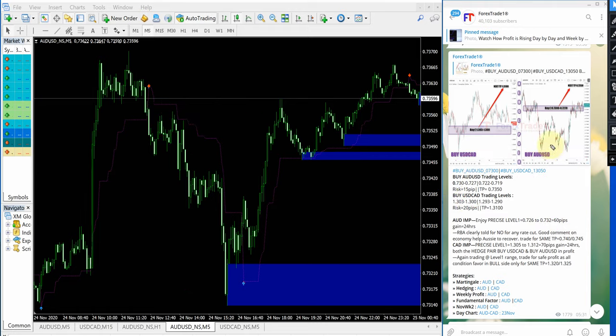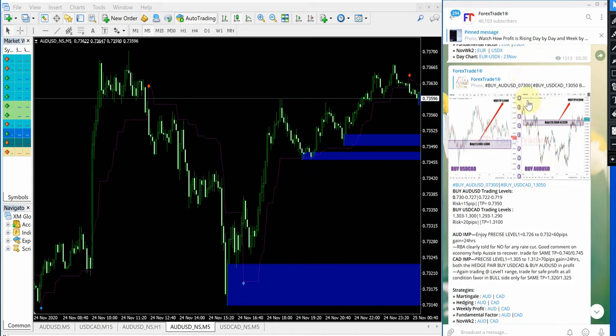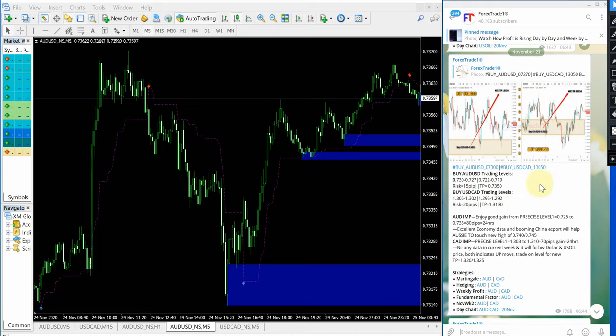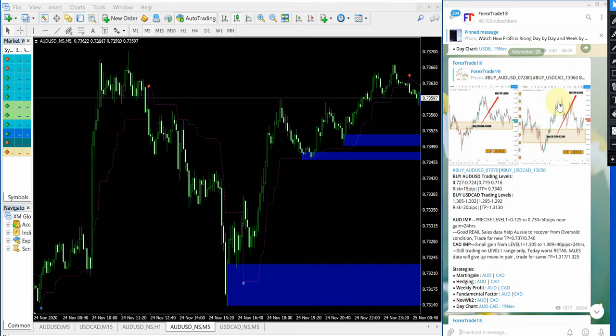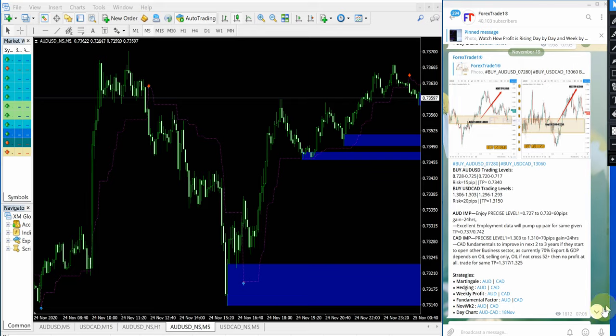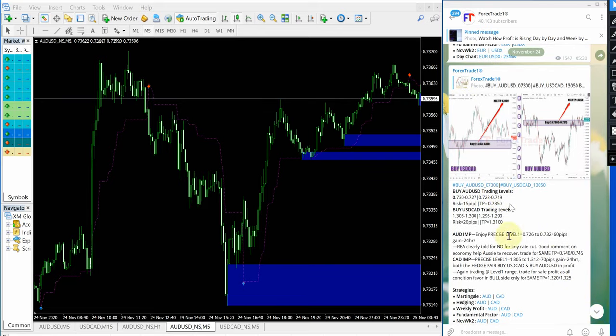And we are linking the previous messages as well. As you can see here, if you click, it will go to the previous day's AUD USD signal, and it goes on like this. This is the signal given today. And in this IMP area, we are giving a glimpse of the reason why we are giving the buy signal on AUD and buy on USD CAD. Usually this will be economic data or political news and so on, which affects these two pairs. So our followers will get a glimpse of the reason why the buy AUD USD and buy USD CAD signals were given.